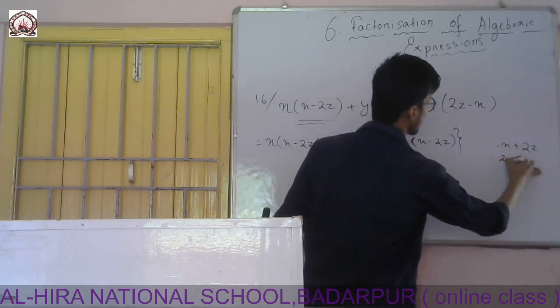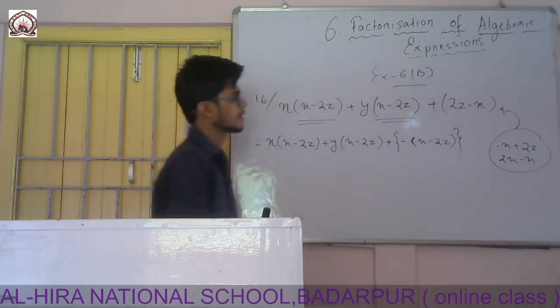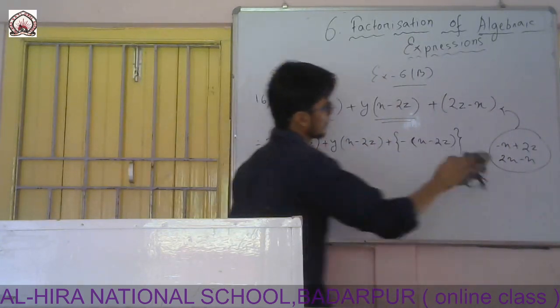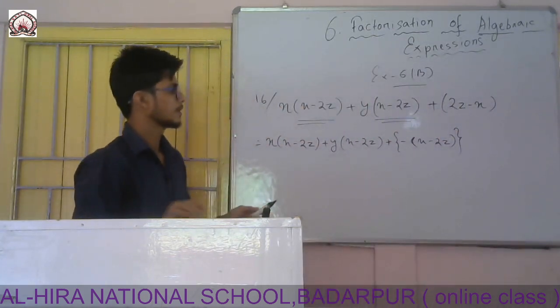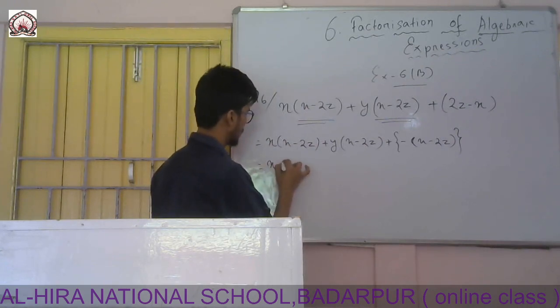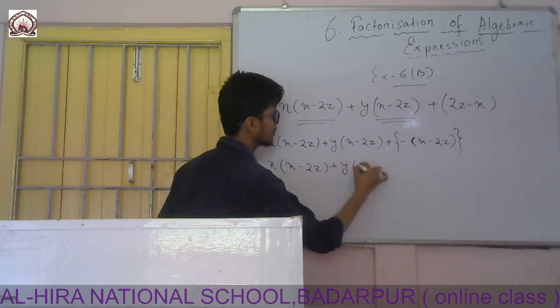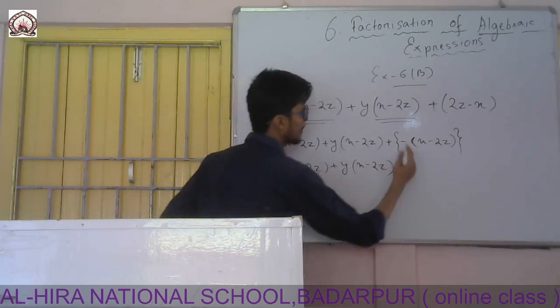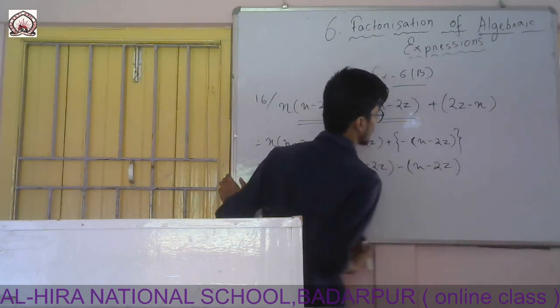That means it is 2z minus x, which is similar to this one. So I wrote it like this because I have to arrange this one. Without arranging, I cannot take out the common term. So now I will write it as x into x minus 2z plus y into x minus 2z, and this one will be minus x minus 2z.